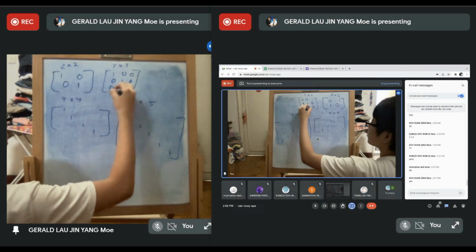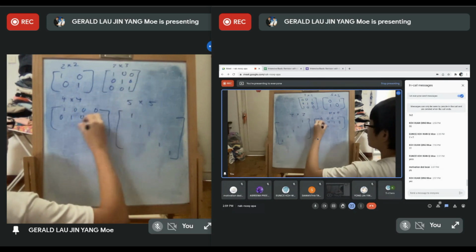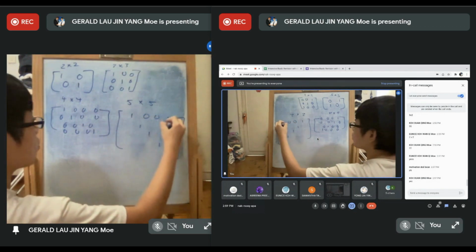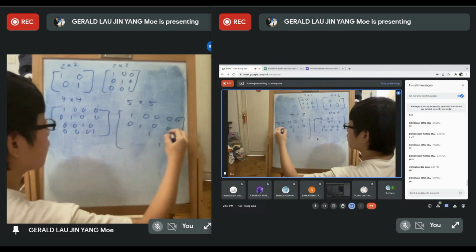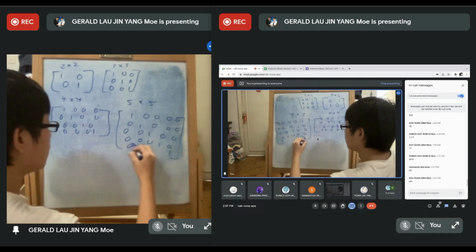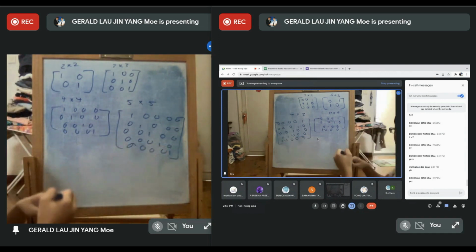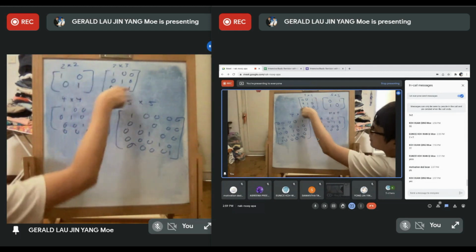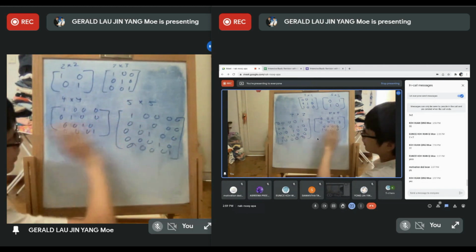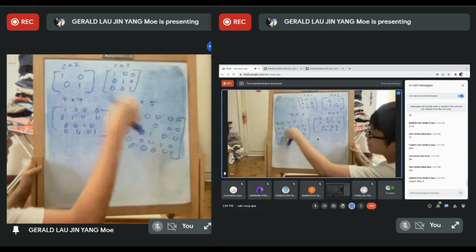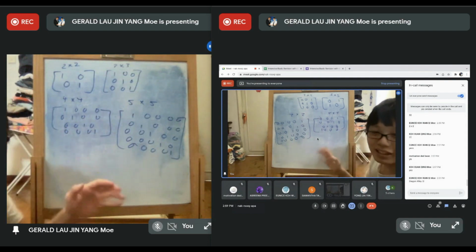So 0s fill the remaining spaces of the 2 times 2, 3 times 3 and 4 times 4 matrices. Okay? So this is identity matrix. Very easy. The 1s go from the top left to the bottom right diagonally, and all the others are 0. Okay? So this is identity matrix. That's all. This is the identity matrix.